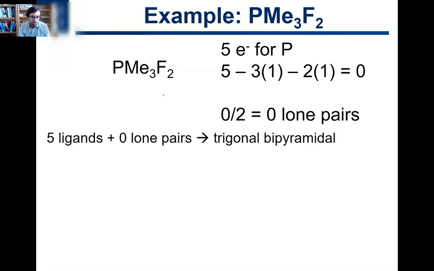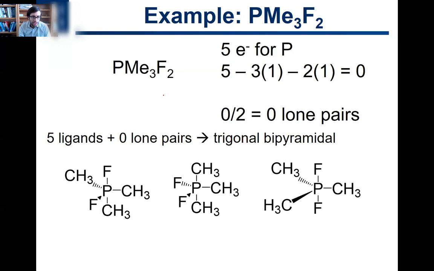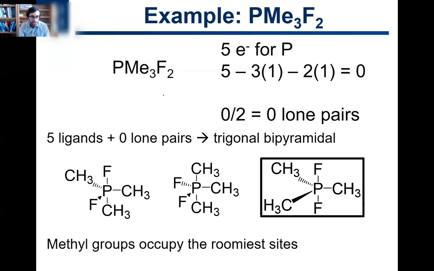So 5 ligands plus 0 lone pairs, that's going to give you a trigonal bipyramidal steric geometry. And at this point, it's kind of interesting. You have 3 different options here. This is just going to be based on sterics because the methyl groups are way bigger than the fluorine. The methyl groups contain 4 atoms versus 1 atom for fluorine, right? So the methyl groups are going to want to occupy the roomiest site. The roomiest site is in the equatorial position because you have 120-degree bond angles here versus right angles at 90 degrees.